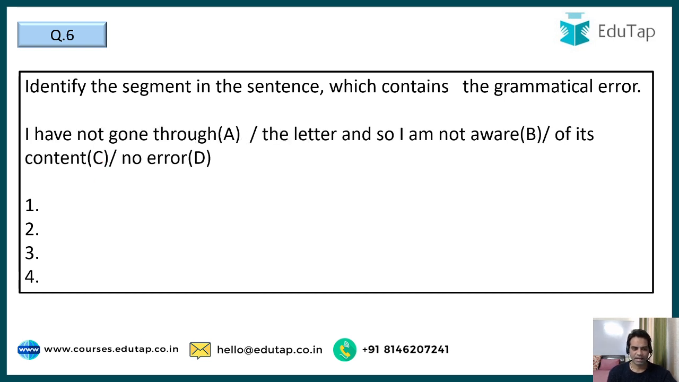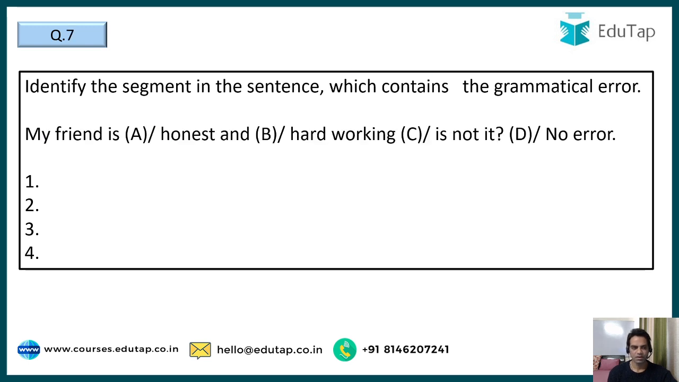Moving ahead guys, I haven't gone through the letter, so I'm not aware of its content. So guys, you should know the difference between again the word content and contents. Content basically means satisfied, and contents basically means ingredients. So content is wrong here, it should be contents. So I have not gone through the letter, so I'm not aware of its contents, not content. Content is satisfied. I'm content at my salary. I'm content with my life. But empty the contents of the bag. So contents are ingredients.